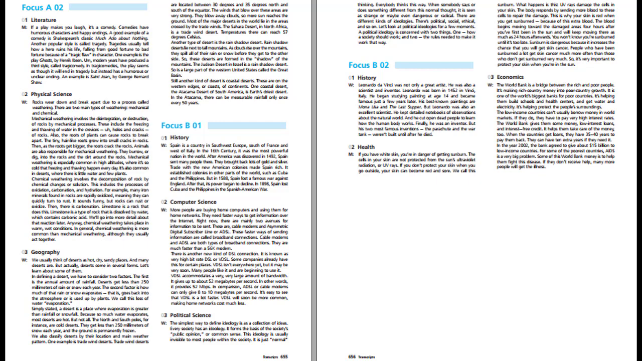What happens is this: UV rays damage the cells in your skin. The body responds by sending more blood to these cells to repair the damage. This is why your skin is red when you get sunburned, because of this extra blood. The blood begins moving toward the damaged areas 4 hours after you've first been in the sun and will keep moving there as much as 24 hours afterwards. You won't know you're sunburned until it's too late.